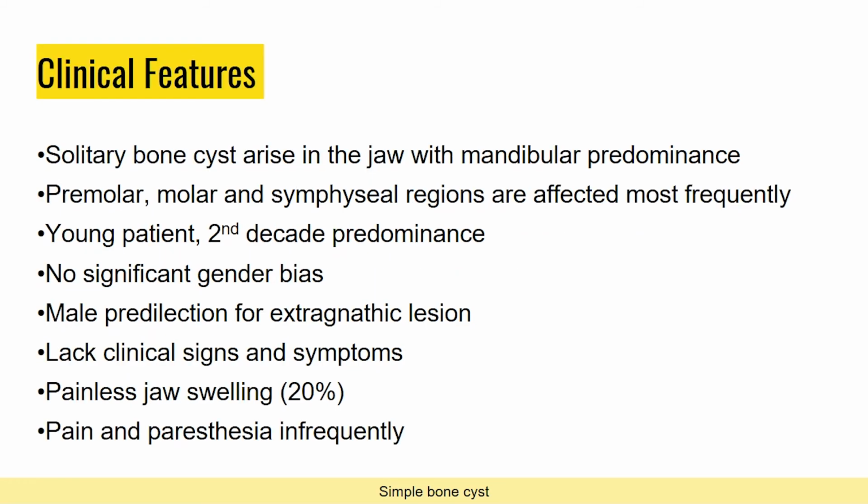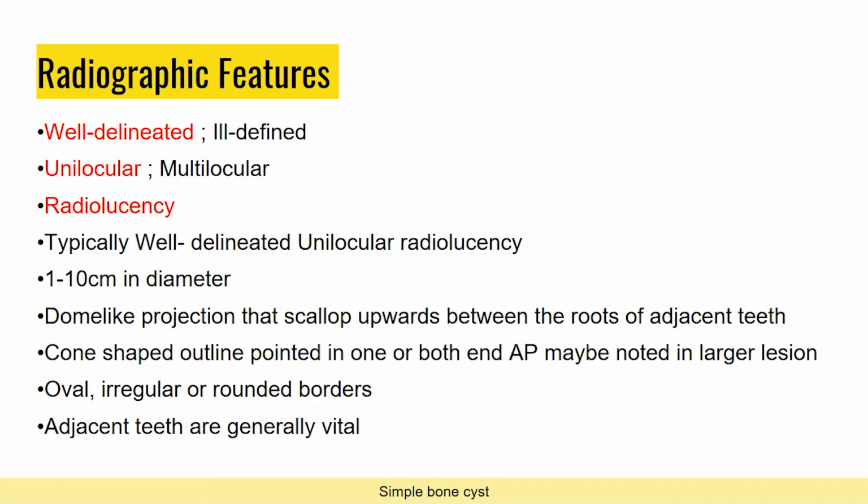Clinical features of a simple bone cyst: it appears as a solitary bone cyst arising in the jaw with mandibular predominance. It usually appears at the premolar, molar, and symphysis region. It usually affects young patients, with second decade predominance. There is no significant gender bias, though there is male predilection for extragnathic lesions. It lacks clinical signs and symptoms. About 20% show painless jaw swelling, and pain and paresthesias infrequently happen.